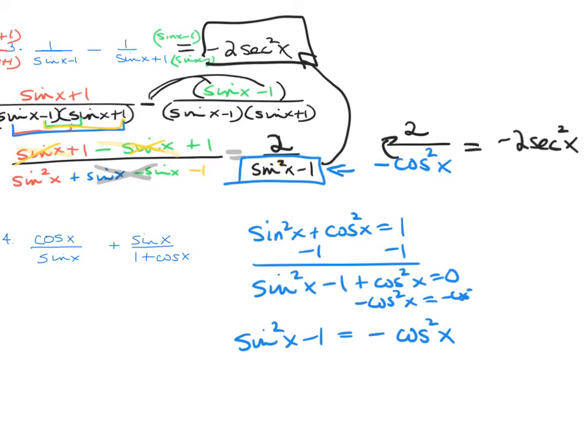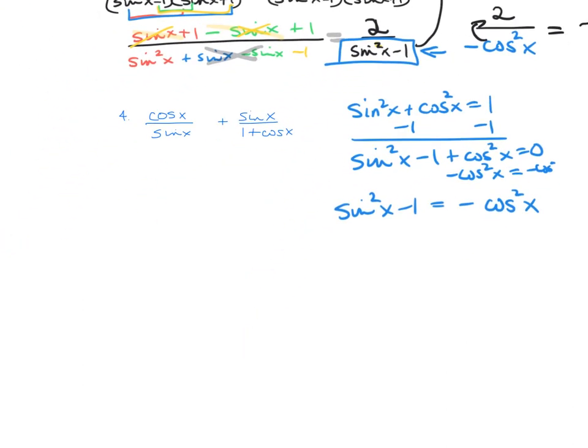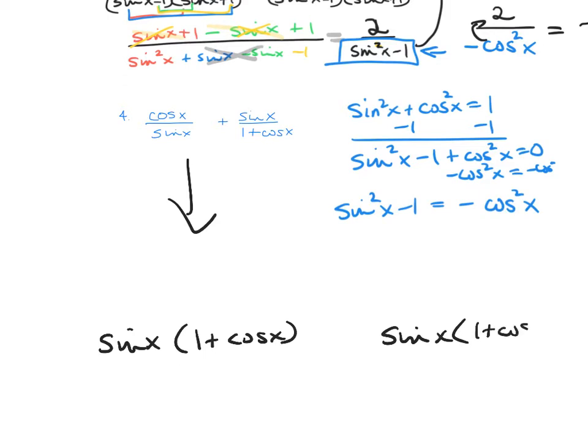And again, I need to find a common denominator. So my common denominator for number 4, and I'm going to move the work down to here, is going to be sine x times 1 plus cosine x. Let me set that up for the bottom of both. It's a plus sign in between. So my first fraction is missing the 1 plus cosine x.